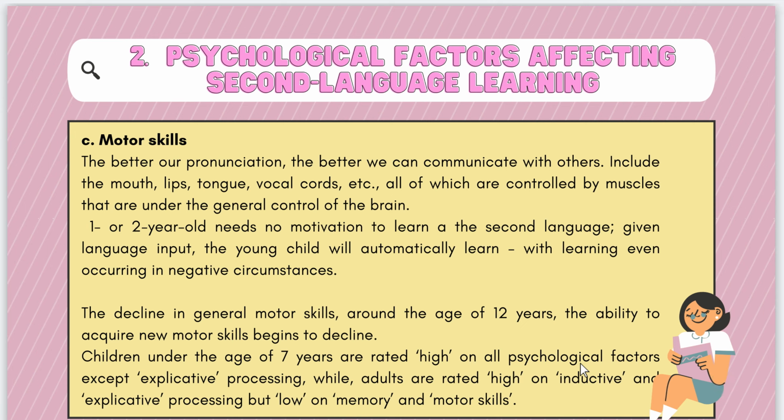Then C. Motor skills. The better our pronunciation, the better we can communicate with others. This includes the mouth, lips, tongue, vocal cords, etc., all of which are controlled by muscles that are under the general control of the brain. One or two year olds need no motivation to learn a second language. Given language input, the young child will automatically learn, with learning even occurring in negative circumstances. The decline in general motor skills comes around the age of 12 years. The ability to acquire new motor skills begins to decline. Children under the age of 7 years are high on the psychological factors except explicative processing, while adults are high on inductive and explicative processing but low on memory and motor skills.